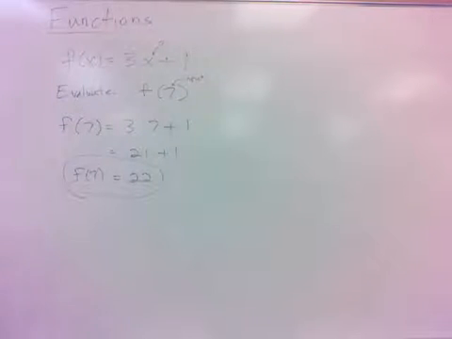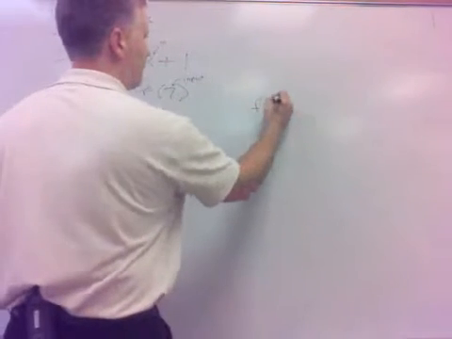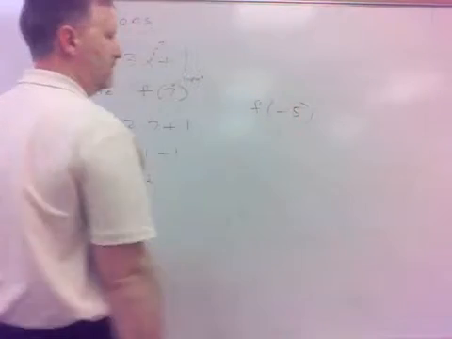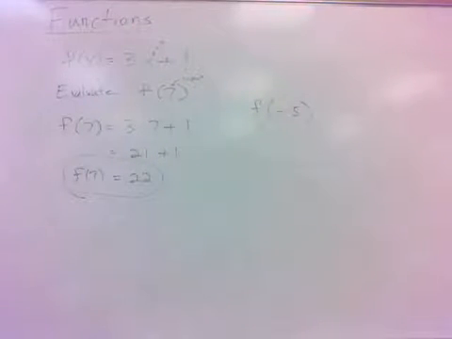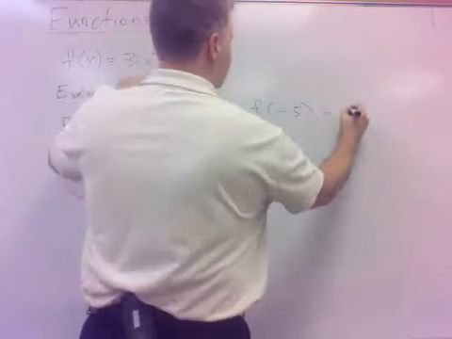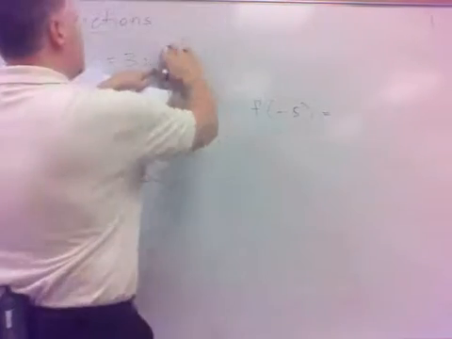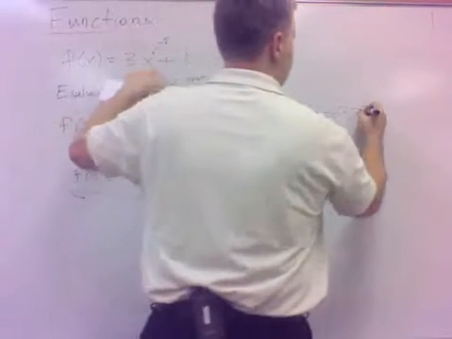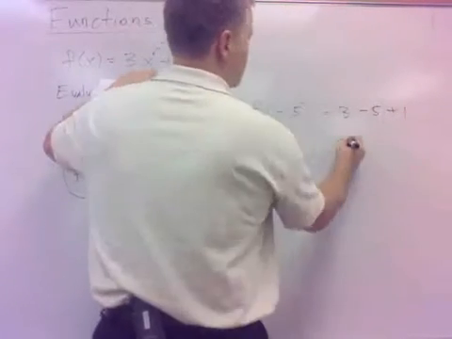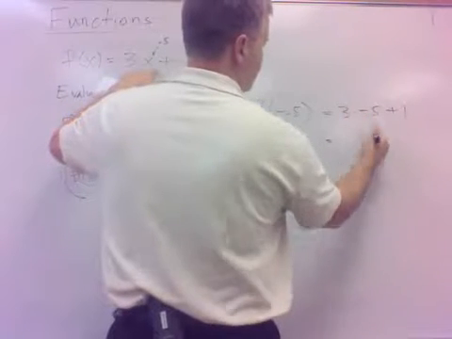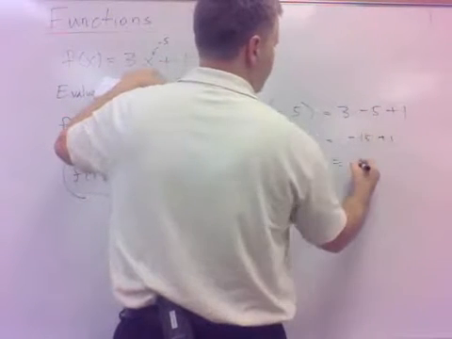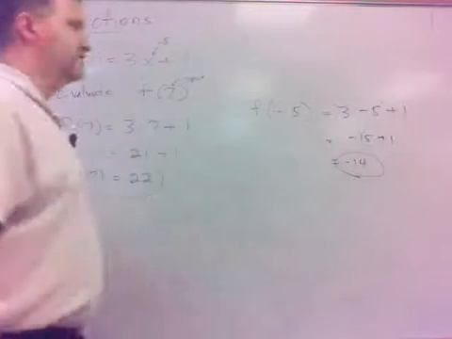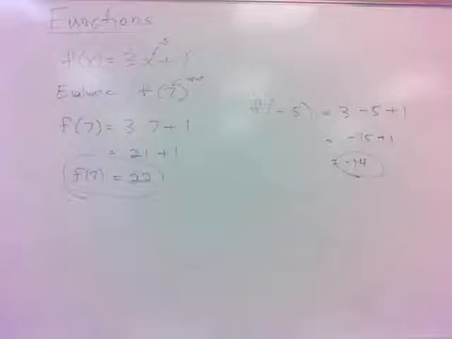Okay, so you can see how this works. If I want to do f of negative 5, same deal, isn't it? Except the input value is, instead of 7, negative 5. So what's f of negative 5? I'm going to input, instead of 7, the negative 5. Of course, evaluate it: 3 times negative 5 is negative 15, plus 1. So you get negative 14 in that case. Okay? So that's kind of how that works.